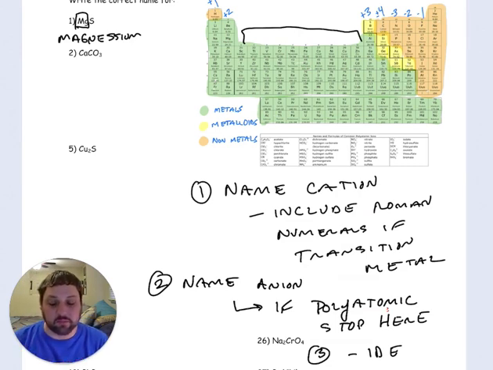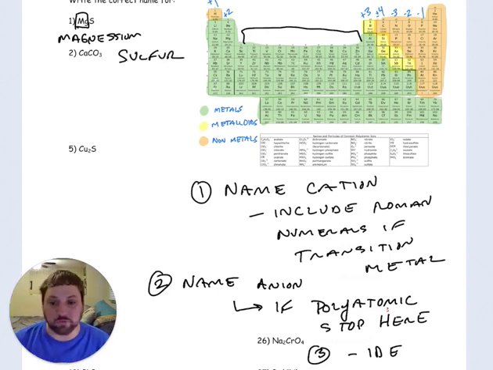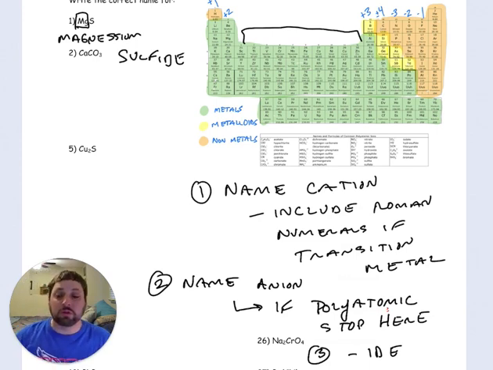So let's take a look at number 1. Well, we just have one letter, so it is not a polyatomic ion, so we need to continue. So we have magnesium, sulfur, right? The S represents sulfur. But now, since it's not a polyatomic ion, we need to move to step 3, and we need to change the ending from sulfur to sulfide. So number 1, we're looking at magnesium sulfide.